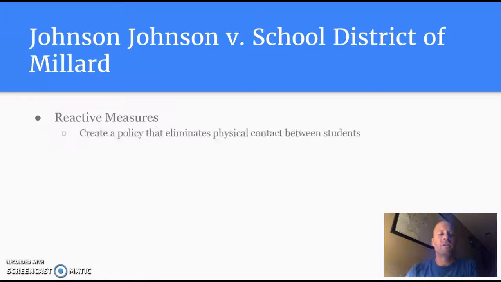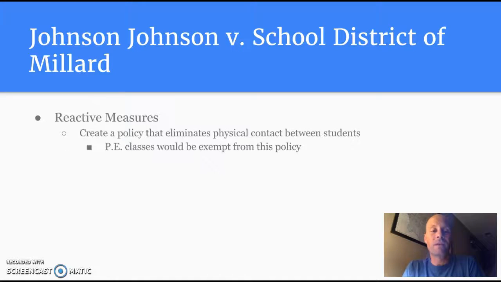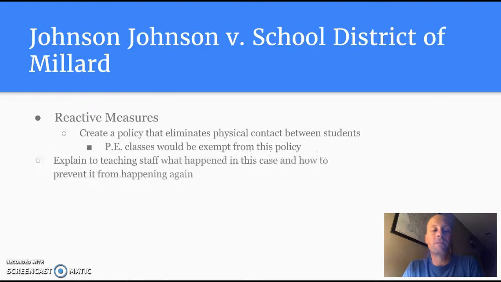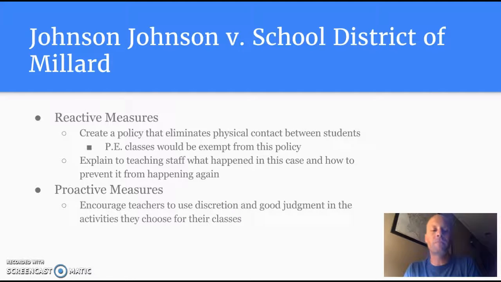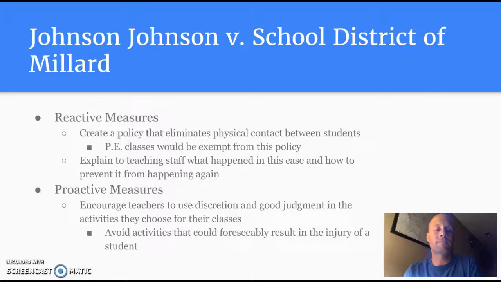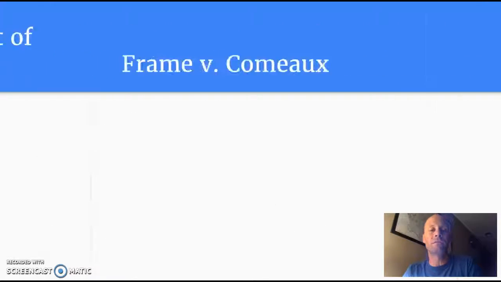Some reactive measures in this: create a policy, this is going to sound a little silly, but create a policy that eliminates physical contact between students during class. Obviously, PE classes would need to be exempted from this policy. Also, I would meet with our teaching staff, explain to them what happened in this incident, and have them do their best to prevent it from happening again. Some proactive measures: encourage teachers to use discretion and good judgment when they are choosing activities for their classes, and obviously avoid activities that could foreseeably injure a student.